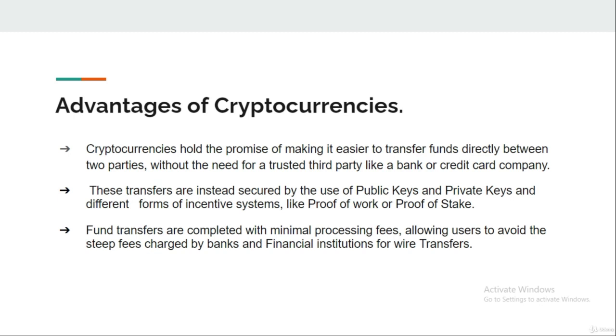But there is one disadvantage, we can say drawback, of bitcoin transfers, that they cannot be reversed. Once you send a bitcoin to a particular public key, you cannot recover that bitcoin like we can do in the case of bank transfers. Let's move towards the disadvantages of bitcoins.